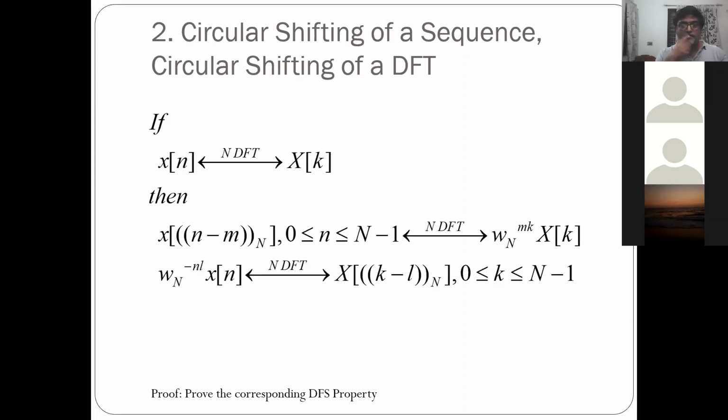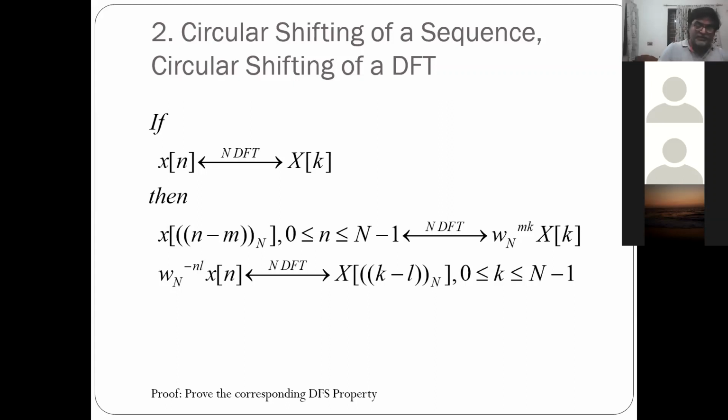Let us start with what is happening on the right hand side, and then we'll go to what is happening on the left hand side. So let us look at X of k minus L modulo N, for 0 less than or equal to k less than or equal to N minus 1. See what is happening there. You are circularly shifting the discrete spectrum, right? So when the discrete spectrum is circularly shifted, what is happening now on the left hand side?